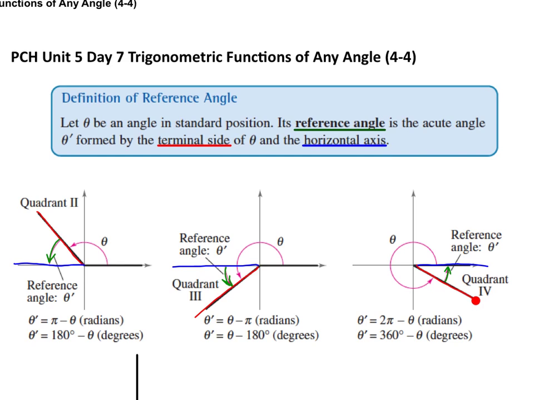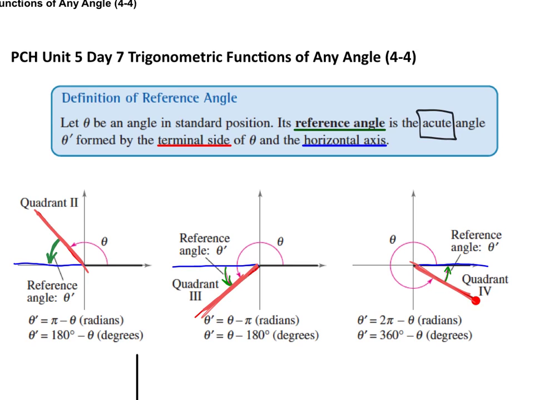Notice a couple of things here. First of all, the reference angle is going to be acute. Okay? It's acute, no matter what. Now, you'll see here the reference angle in green falls between the terminal sides, which are in red, and the horizontal axis.